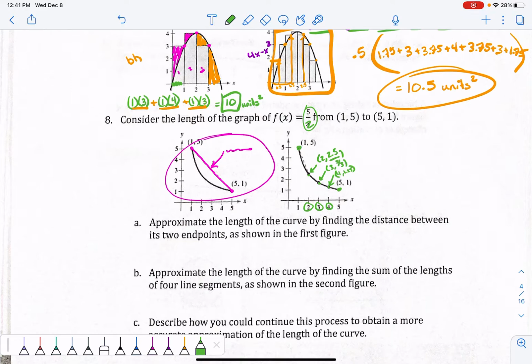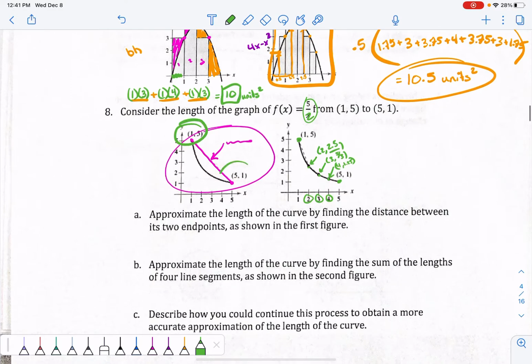So part A says approximate the length of the curve by finding the distance between the two endpoints as shown in the figure. So we're just doing these two things, and we're trying to find the length, okay? So the distance formula is this guy. It's the x2 minus x1 and y2 minus y1, okay?